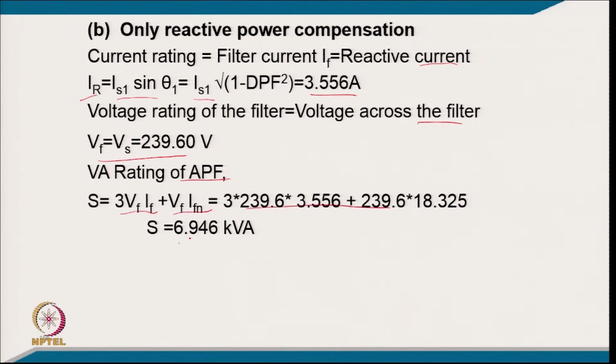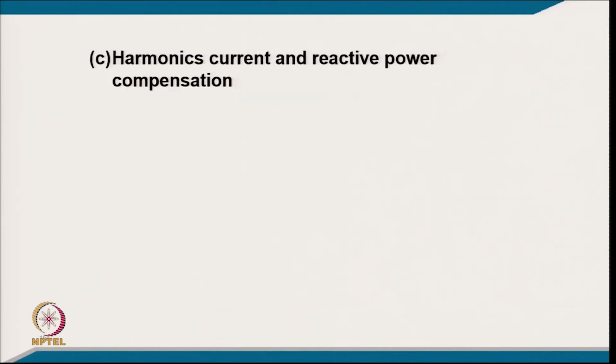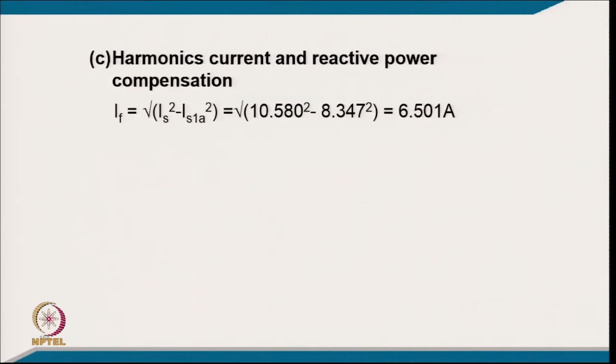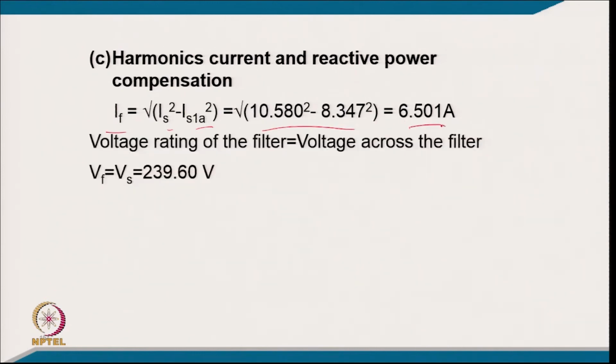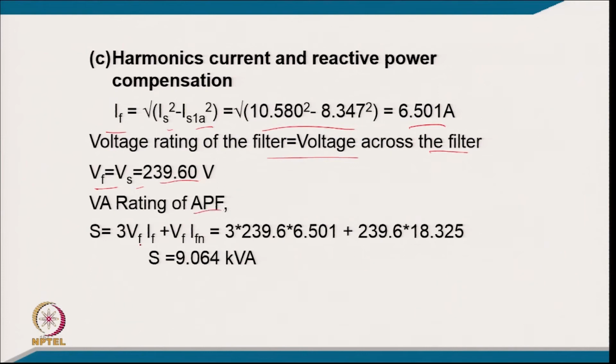So, putting the value, it comes 6.946 kVA. Now coming to harmonic current and reactive power compensation. IF equal to square root of IS square minus IS1 square, putting the value it comes 6.501 ampere, and the voltage rating of the filter, that is Vf equal to Vs equal to 239.6 volt, and the VA rating of active filter is 3 VFIF plus VFIM. So putting the value of all this, it comes 9.064 kVA.